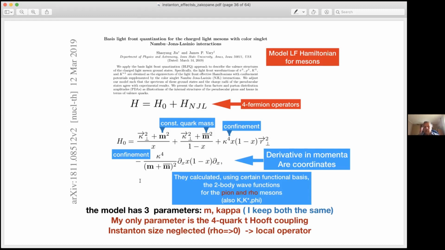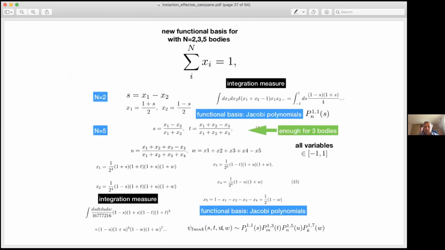And then there is a residual interaction. So I take as the residual this four-quark 't Hooft operator with some coupling. If instantons are small enough, smaller than most hadrons, I put the range to zero, and so it's a local operator. That's the simple model, and it can be solved.